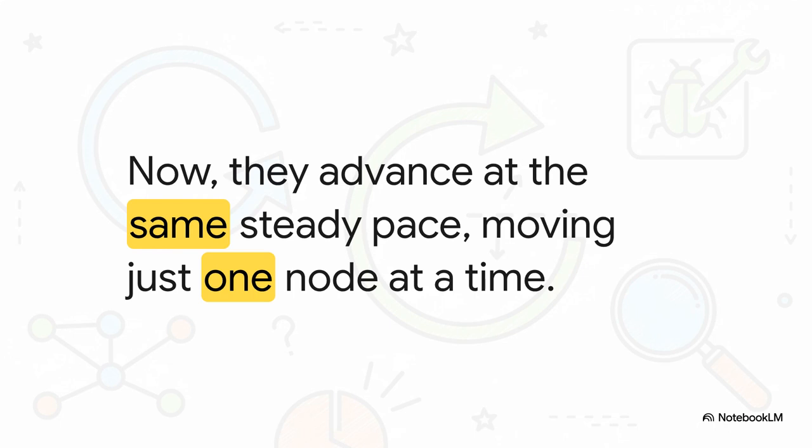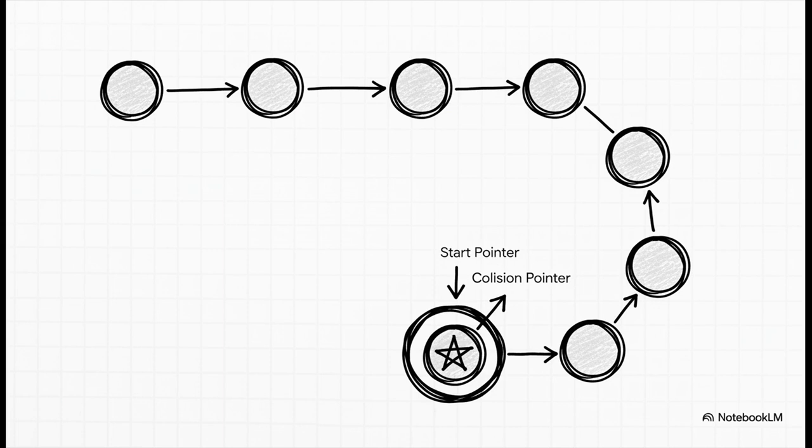Now phase 2 begins. We start moving them both forward at the exact same speed, just one node at a time. So no more tortoise and hare. This is more like 2 investigators methodically walking the beat, step for step. And this is where the magic really happens. The exact spot where they meet this second time, that is the start of the loop.